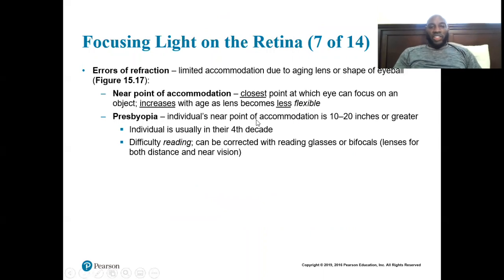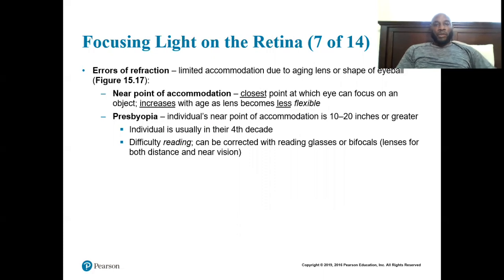We do have some errors in our refraction. Limited accommodation is due to an aging lens or the shape of the eyeball. As we get older, all of these things, sense of smell, sense of taste, sense of sight, are affected. As the lens ages, it can't change shape as well to be able to refract the light, to focus the light onto your retina. Therefore, it's harder to see as you get older.